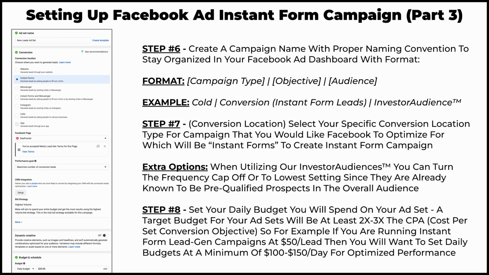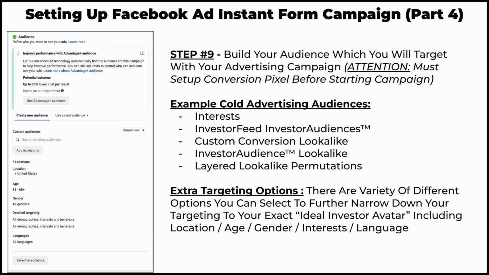Then for step number 8, you're going to set your daily budget you will spend on your ad set. So a target budget for your ad sets we recommend be at least 2 to 3x the CPA, so the cost per set conversion objective. So for example, if you're running instant form lead gen campaigns at $50 per lead, then you'll want to set your daily budgets at a minimum of $100 to $150 per day for optimized performance. So you can set it at less if you'd like, but you're just going to get better performance overall if you set it at least 2 to 3x the CPA.